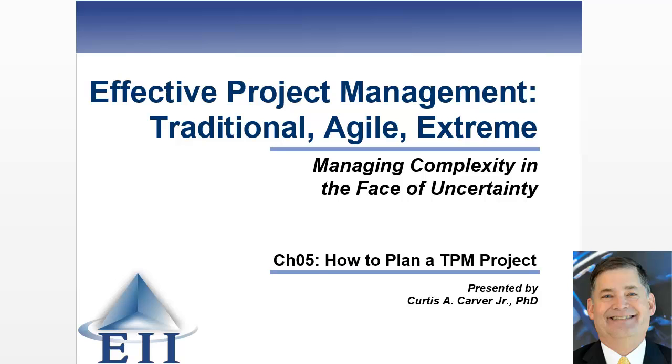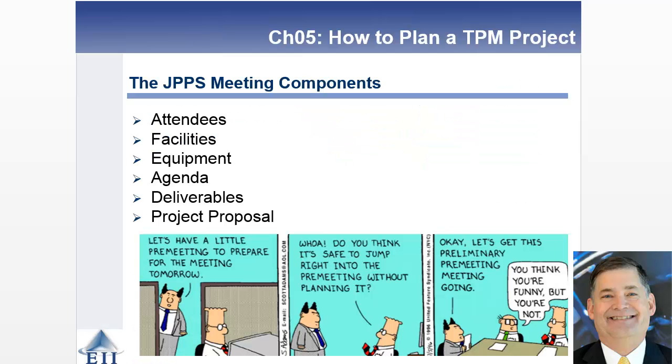Well, welcome back. This is the second of 9 videos looking at how to plan a traditional project management project. During this particular video, we're going to look at the joint project planning session and how to conduct that session. These are the components. We'll talk a little bit about who the attendees are, facilities, equipment, the agenda for the meeting, deliverables, and then that project proposal, which comes at the very, very end.